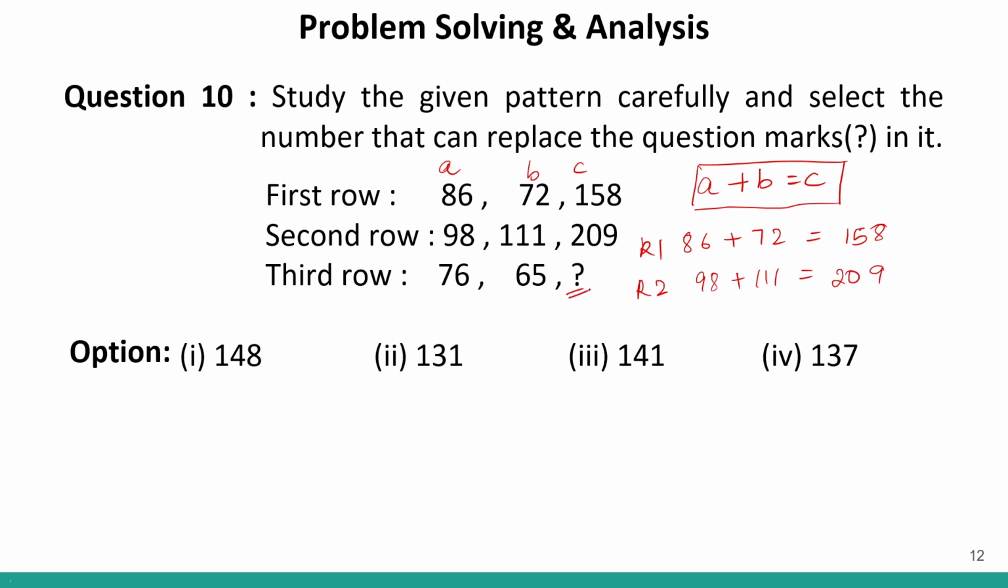So let us find for row 3. Row 3 will be 76 plus 65. This will be 141. So 141 will be the correct answer, which is given in option number 3. So option number 3 will be your correct answer to this question.